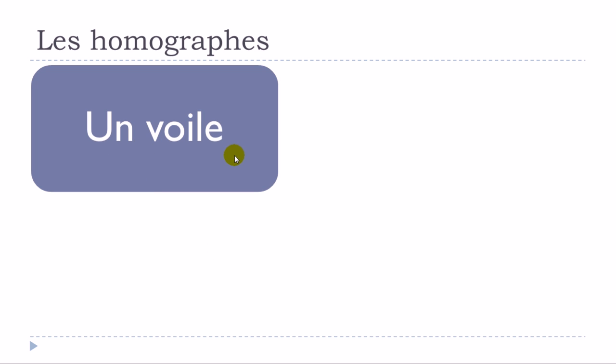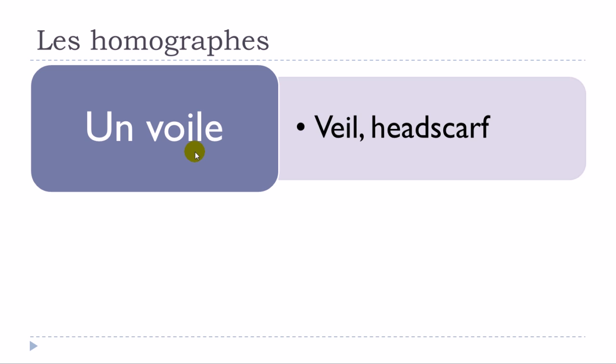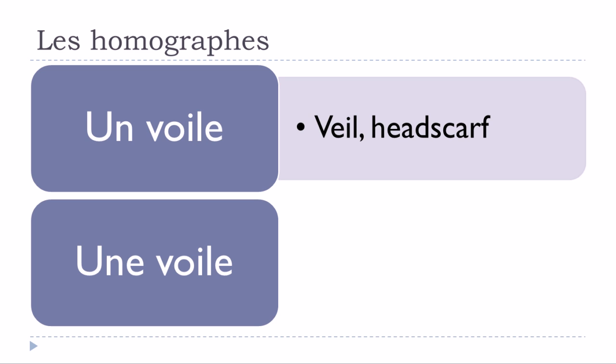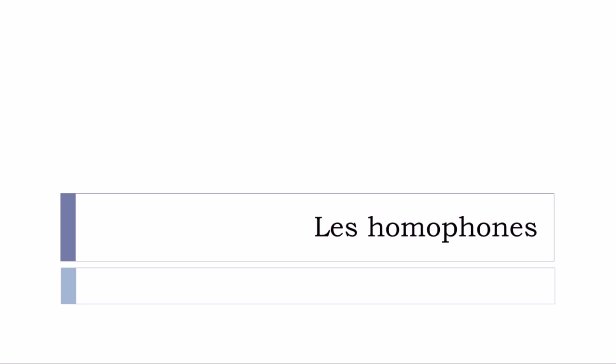Un voile. Une voile. And here with the sail, we're talking about the part of the sailing boat. It's homophones, so it's actually quite interesting in that lesson. We'll talk about words that you will write differently, but phonetically you will pronounce them the same way. And of course, they will have different meanings. Okay, so let's start now.